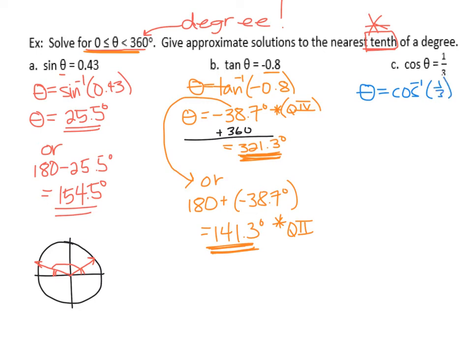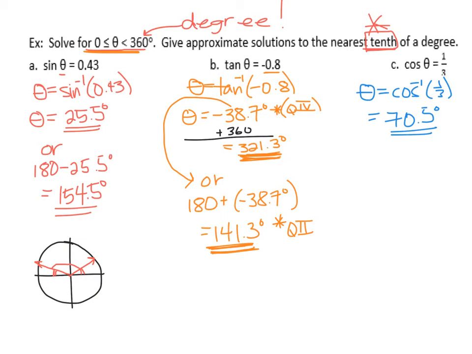Now, cosine would be positive in quadrant 1 and in quadrant 4. That means our answers need to match accordingly. If we take cosine inverse of 1/3 to the nearest tenth, we get 70.5 degrees. And that's in quadrant 1. We're in great shape there.